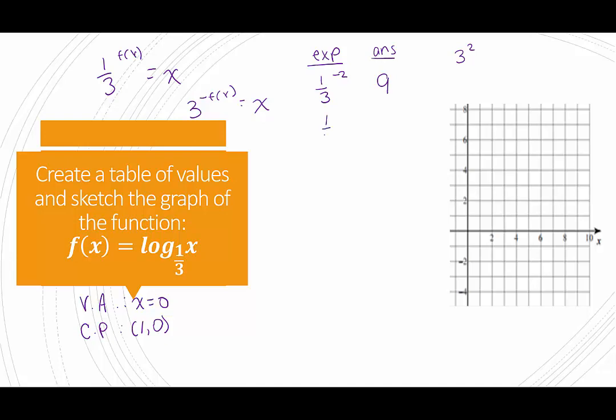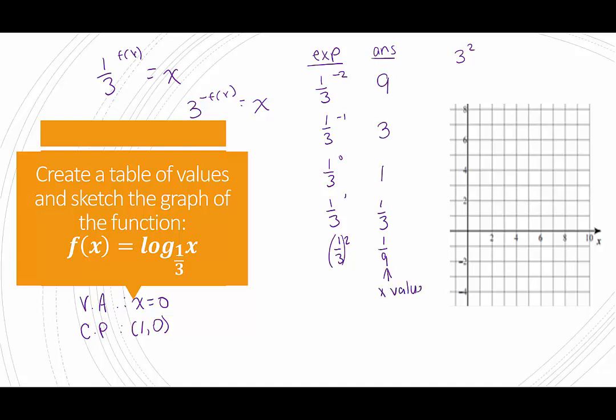How about 1/3 to the -1? Well, that's the reciprocal of 1/3, which is 3. 1/3 to the 0, that's our critical point, that's going to be 1. 1/3 to the first is going to be 1/3. And 1/3 squared would be 1 squared over 3 squared, which would be 1/9.